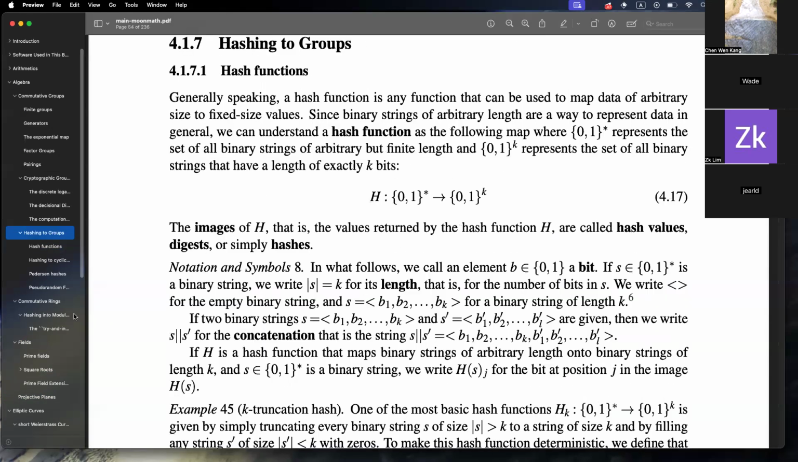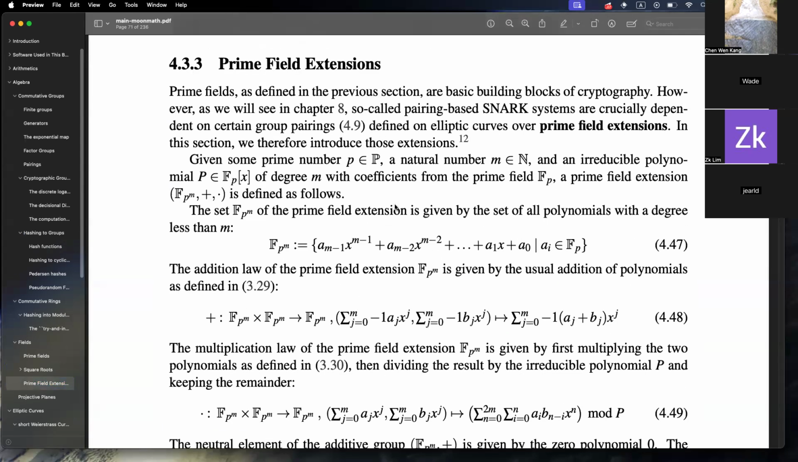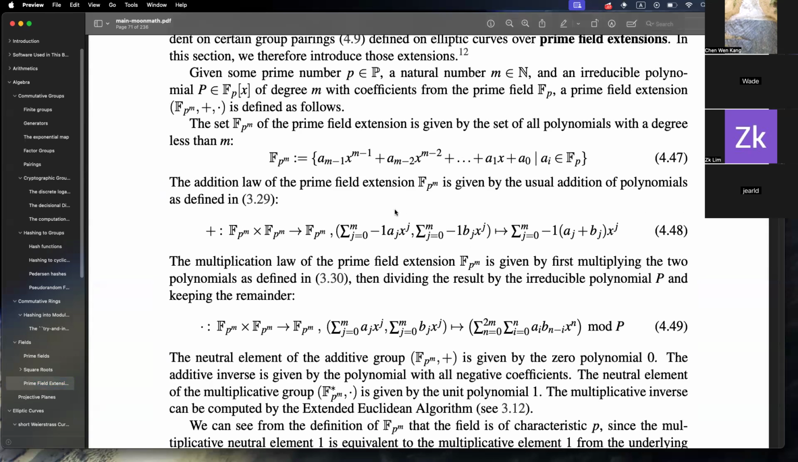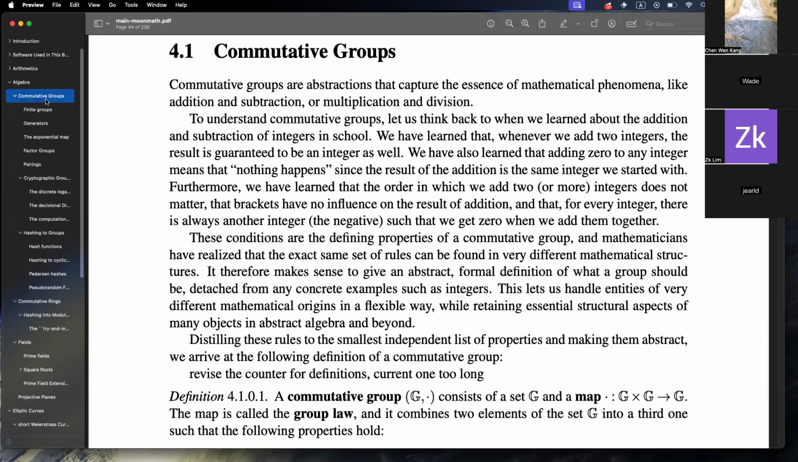For this, you have to let your prime field have the ability to define polynomials. You can do that by just using coefficients, right? You can use coefficients to represent polynomials, which is just a list of coefficients. That's good enough. But yeah, that's what I've done.